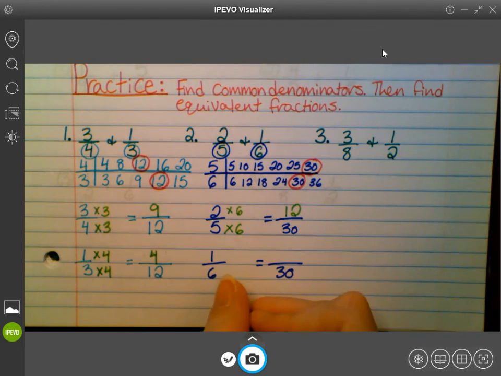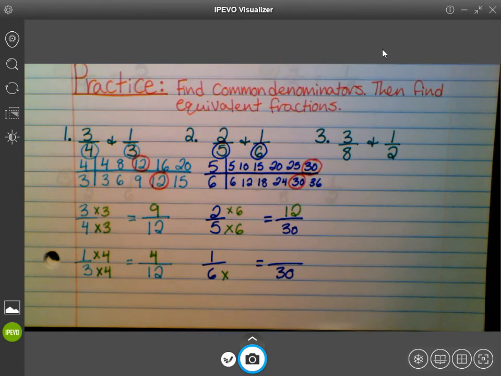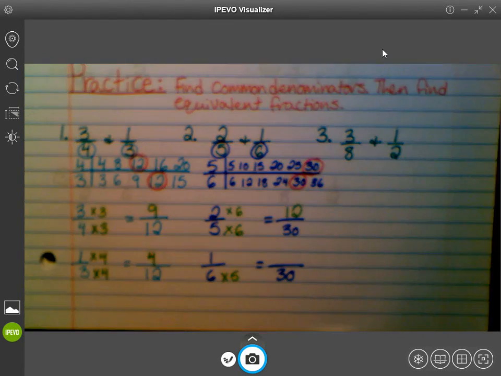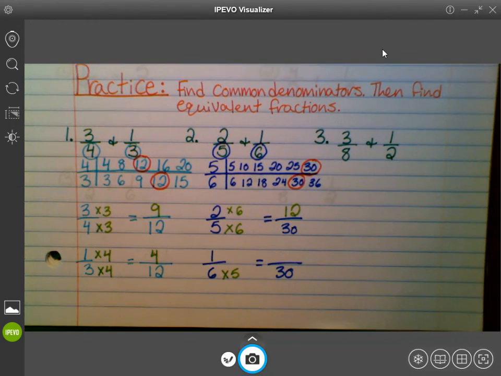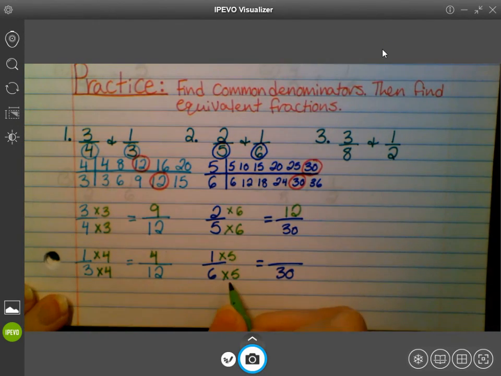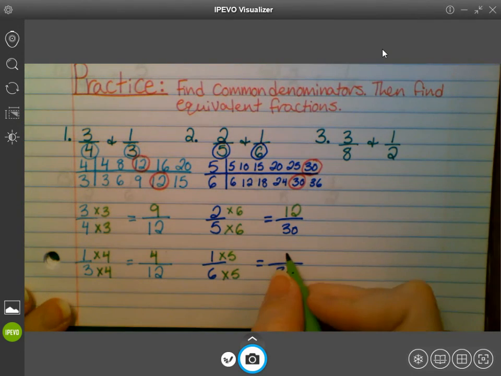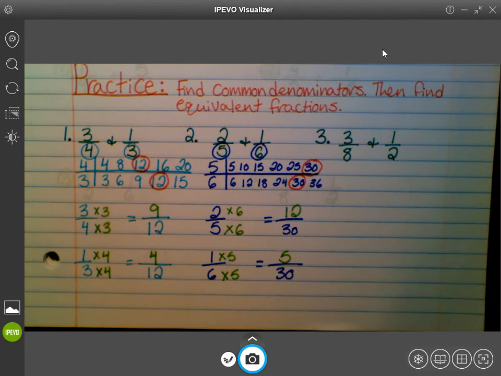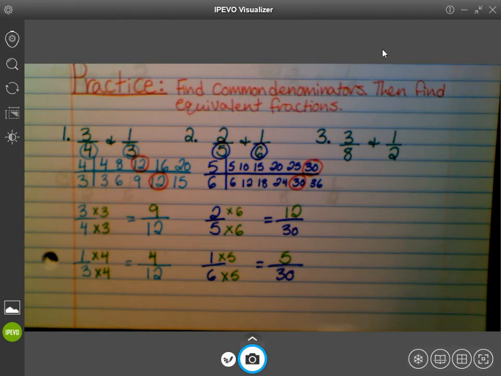Then for my second one, 1/6, 6 times what equals 30? Show me on your hand. 6 times what equals 30? 5. Yes. Whatever I do to the denominator, I have to do to the numerator. Nice job. 6 times 5 is 30. 1 times 5 is 5. How many of you got 12/30 and 5/30 for number 2?